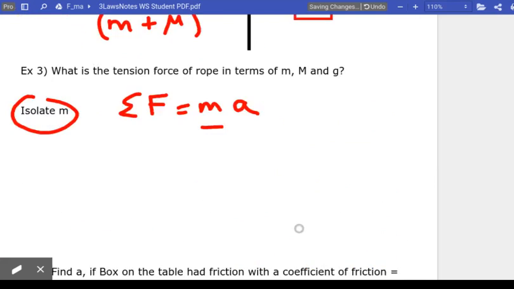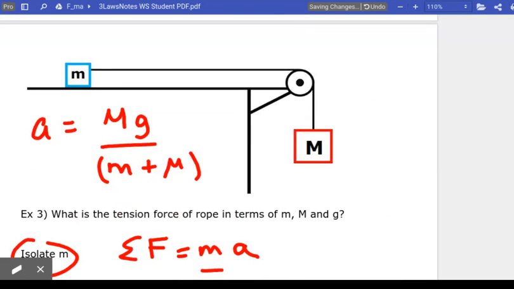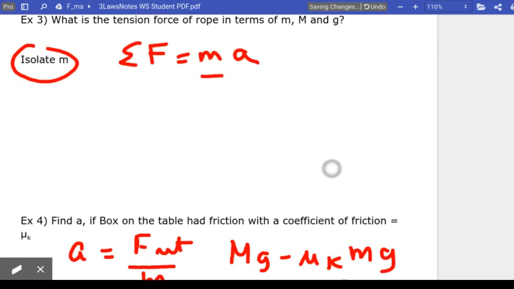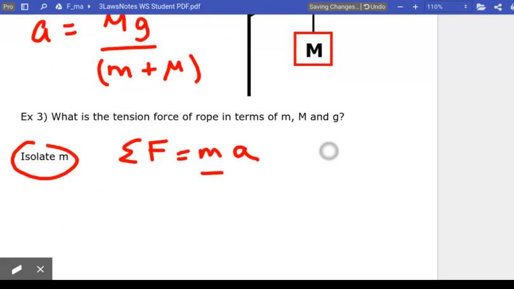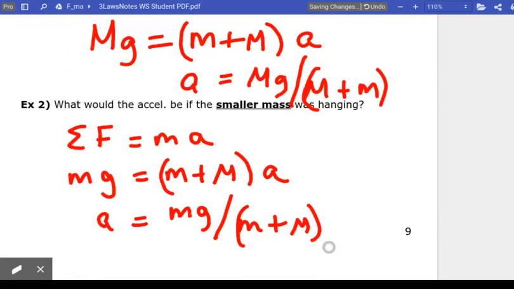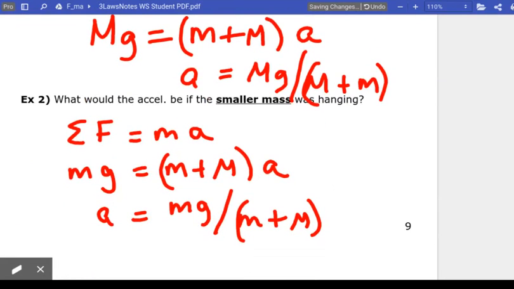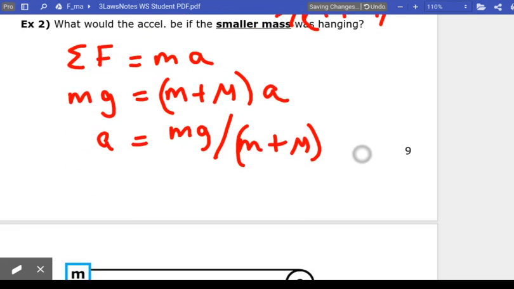Hold on. Whoops. Here we go. So, right, lost my place. Here it is. Okay. If the smaller box were hanging, then the net force would be little mg. What would little mg accelerate? Both masses, m plus M. So when you solve for a, the acceleration depends on the net force, which is little mg. And what does little mg accelerate? Both masses, little m and big M.